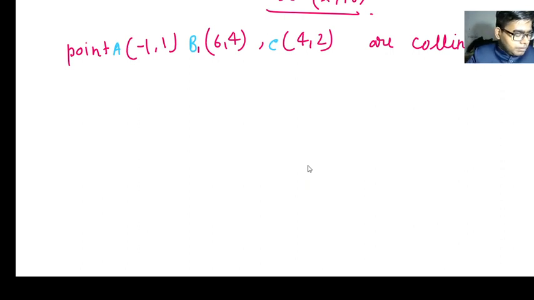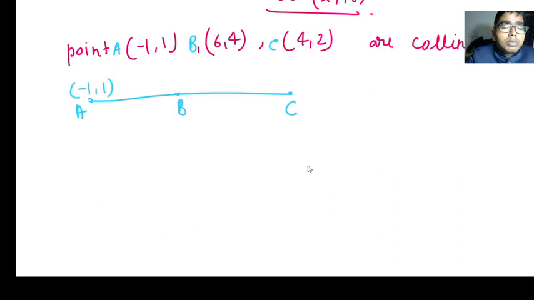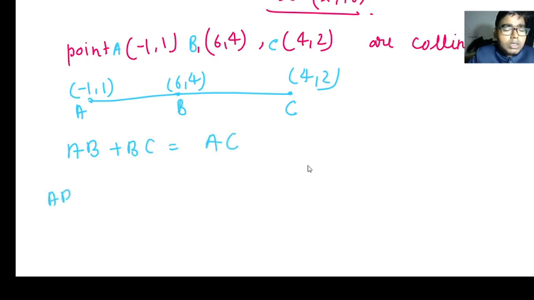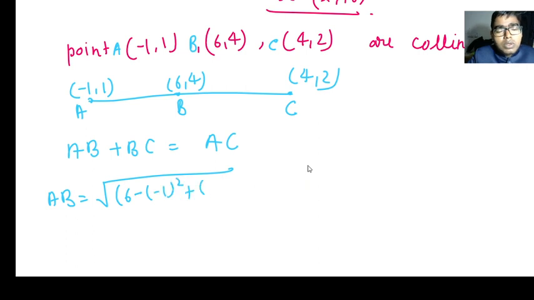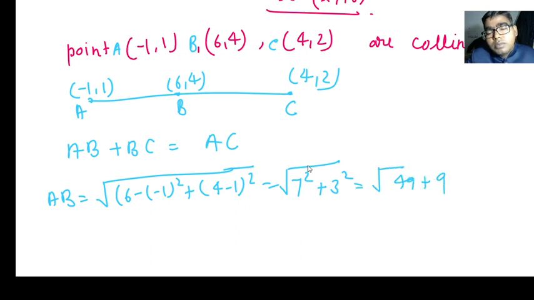We will check points A, B, C: (-1, 1), (6, 4), (4, 2). Then AB plus BC should equal AC. Calculate AB, which is under root (6 minus (-1)) whole square plus (4 minus 1) whole square. This will come out as 7 square plus 3 square, 49 plus 9, which is 58.